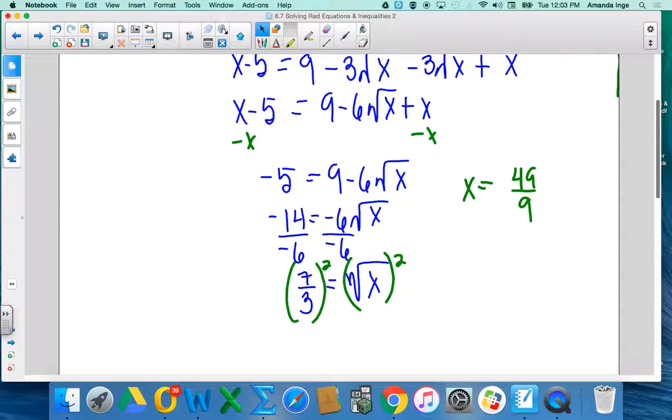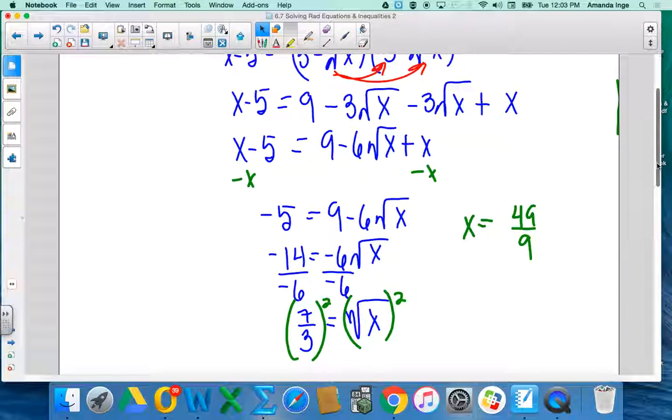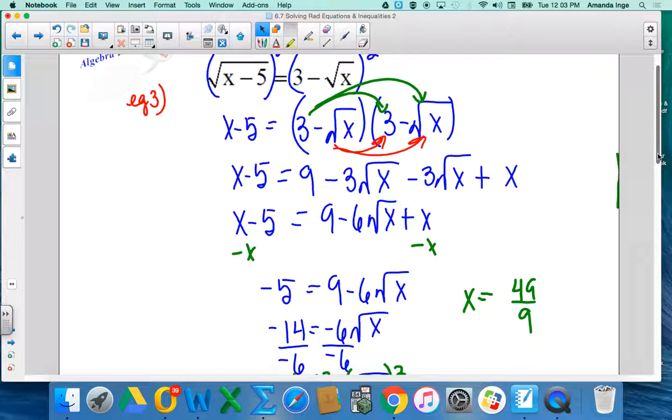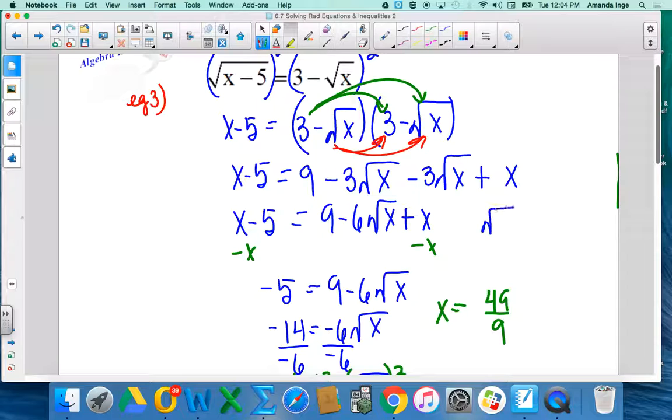It's extremely important that you check the ones that have a radical sign on both sides of the equation. Okay? So, let's see if we can fit a check in here. So we have the square root of 49/9 minus 45/9 equals 3 minus the square root of 49/9.